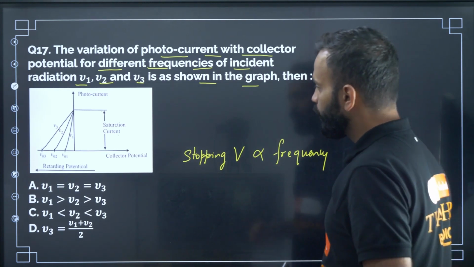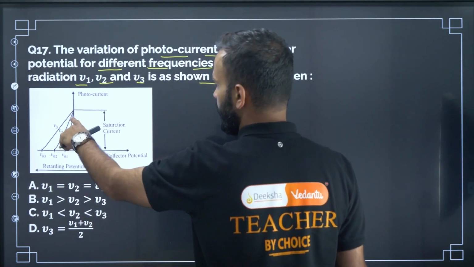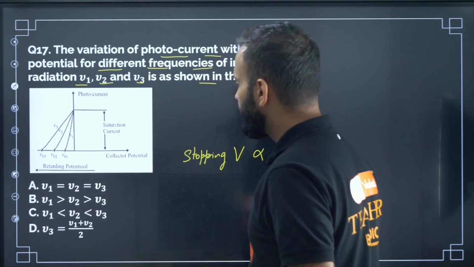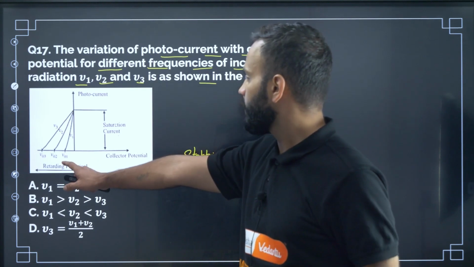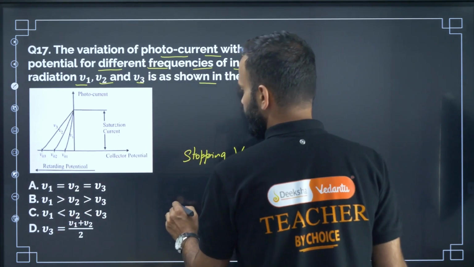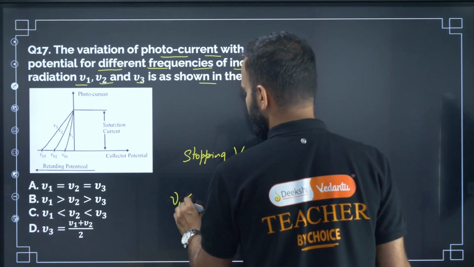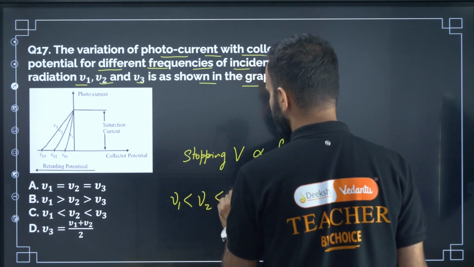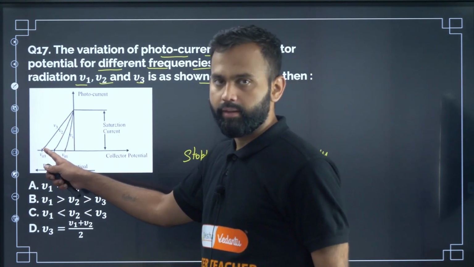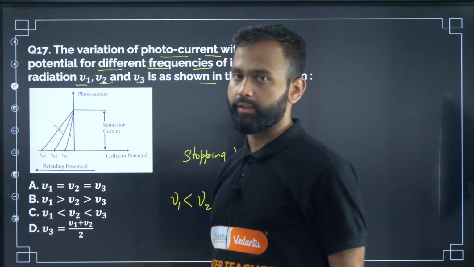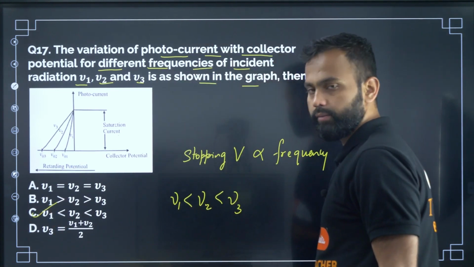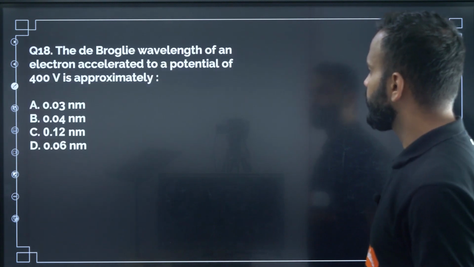Isn't it? So for the first light, the stopping potential is lesser compared to the second one and the third one, right? For the second one, it is lesser compared to the third one, right? So therefore, here nu1 is lesser than nu2 is lesser than nu3. Okay. So the third incident light has the highest frequency. Okay. So the correct option is C. Understood? Yeah. Next question. Question number 18.